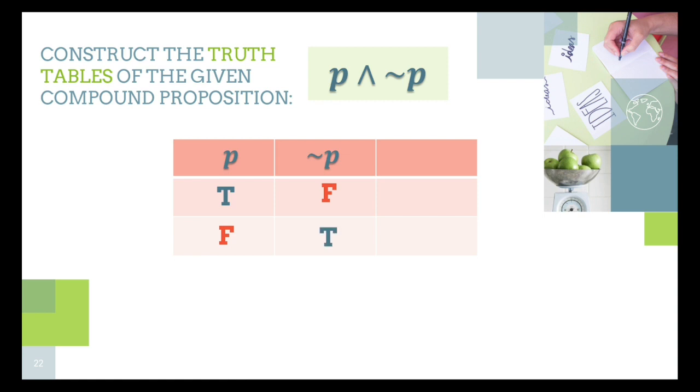And then I'm going to find the conjunction of P and not P. If you recall, for conjunction, the only time the statement is true is if they are both true. So true, false, false; false, true is false. If all truth values of your compound statement are false, then we call this one a contradiction.